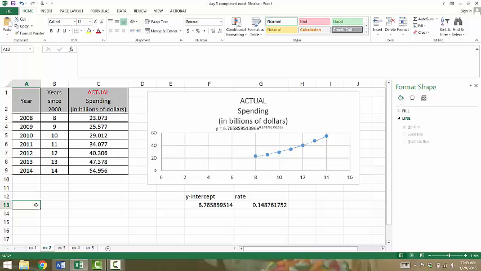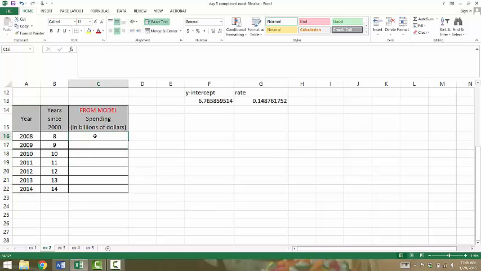All right, next I'm going to create a new input-output table. It's going to look a lot like the original one from the actual data, but this time it's going to be based on the model. So here I have the years again, and I've created those years into their new form, the t value, 8, 9, 10, 11. And now I'm going to use the model, the equation, to create these output values.